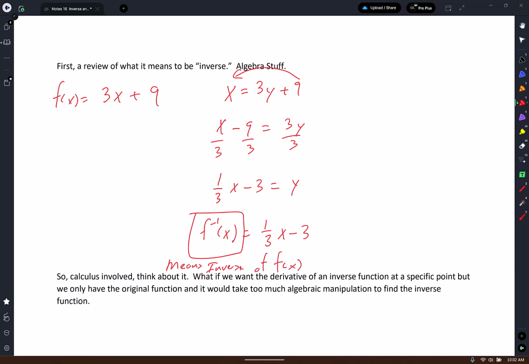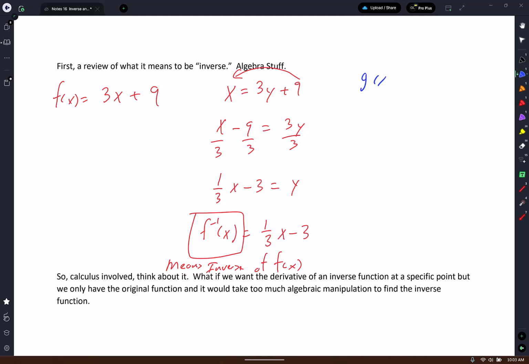Well, derivative is an instantaneous rate of change. Inverse, you're just flipping the x and the y. It reflects across the line y equals x. So we haven't done anything yet with derivatives. Okay. Are we still okay? All right. Let's do one more so we can observe what's happening.